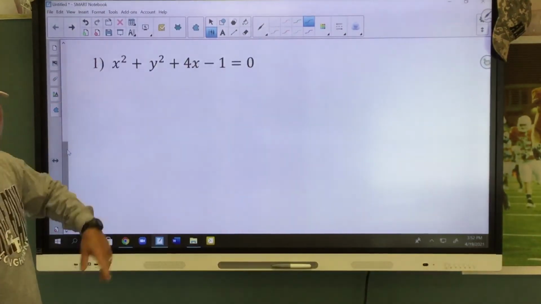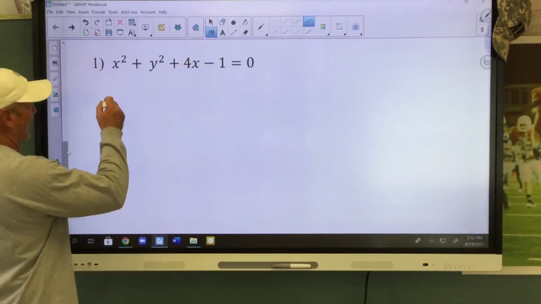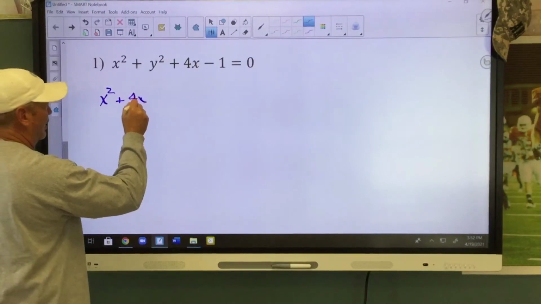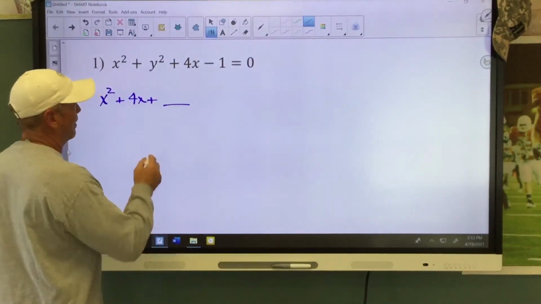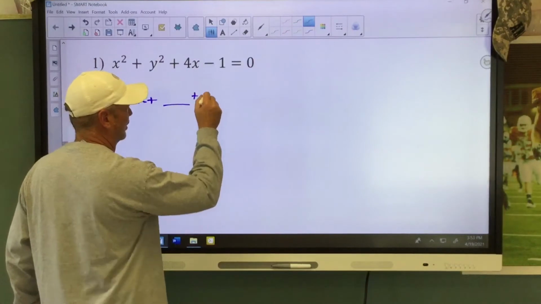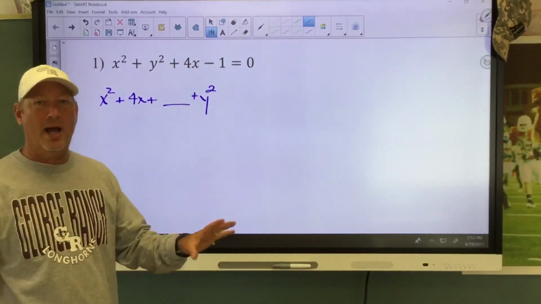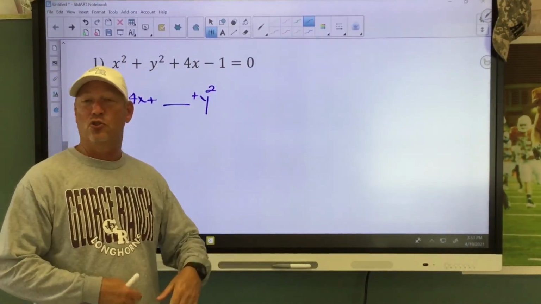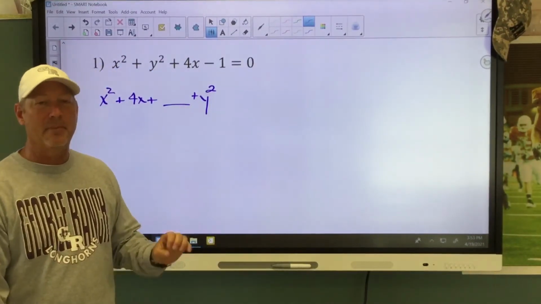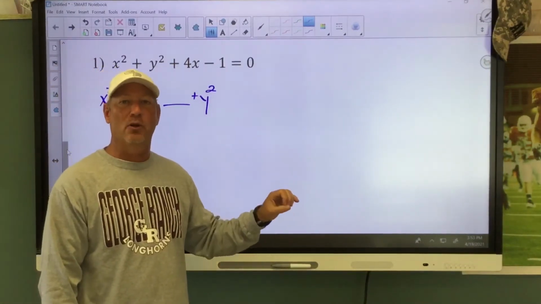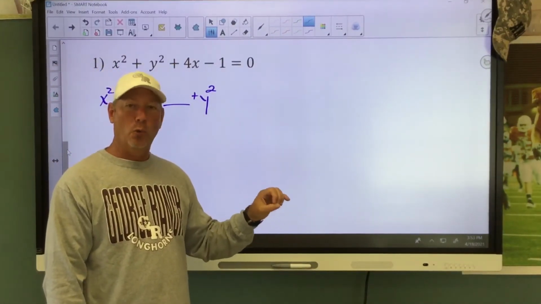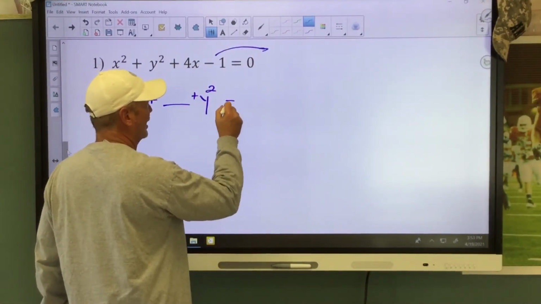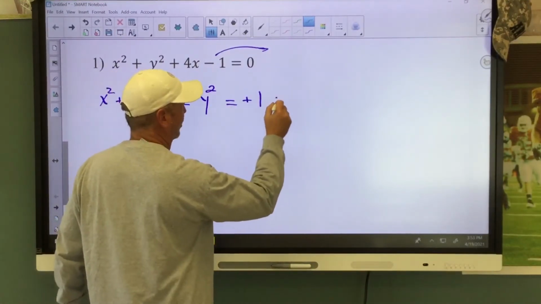The hard part is completing the square. Let's get started. x squared plus 4x plus blank, y squared. Do you see another y anywhere? There is not another y. That's good. That means you do not have to complete the square. That means the y value, or the k value of the center, will be 0. Move the 1, and you're going to get equals positive 1 plus blank.